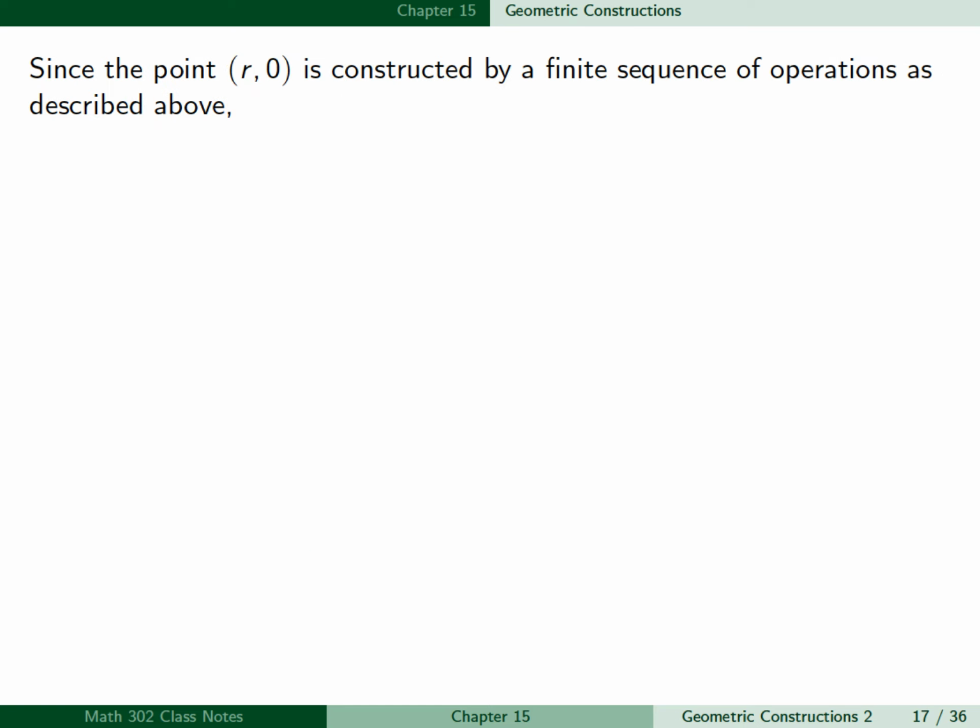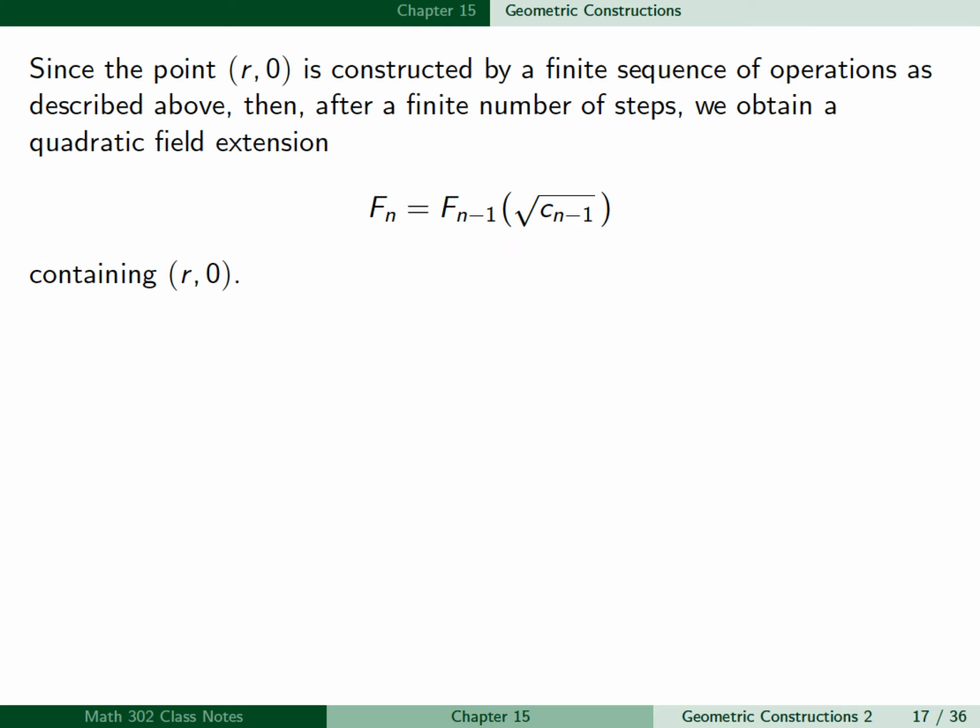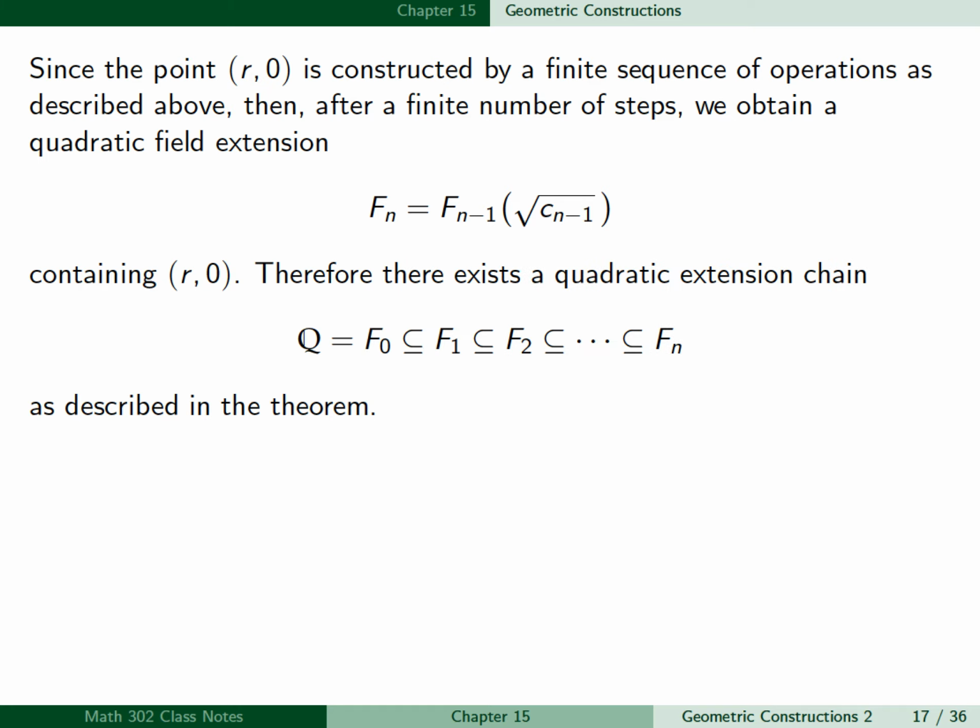And since the point R0 is constructed by a finite sequence of operations as described above, then after a finite number of steps, we obtain a quadratic field extension F sub n equal F sub n minus 1 square root of C sub n minus 1 containing our point R0. So therefore there exists a quadratic extension chain Q equal F sub 0 contained in F sub 1 contained in F sub 2 all the way down to contained in F sub n as described in the theorem. And this completes the proof of the theorem.